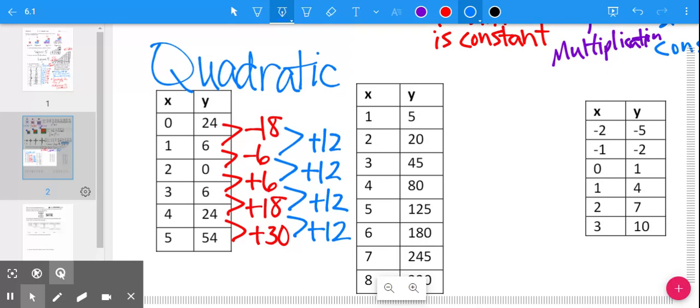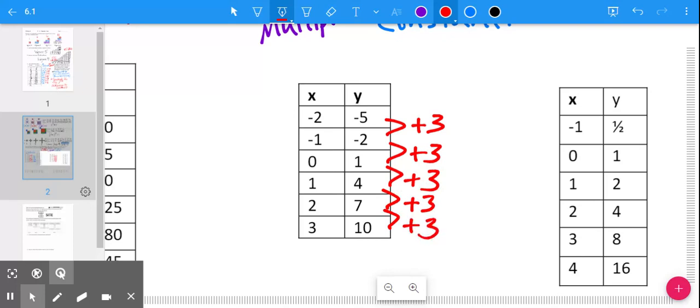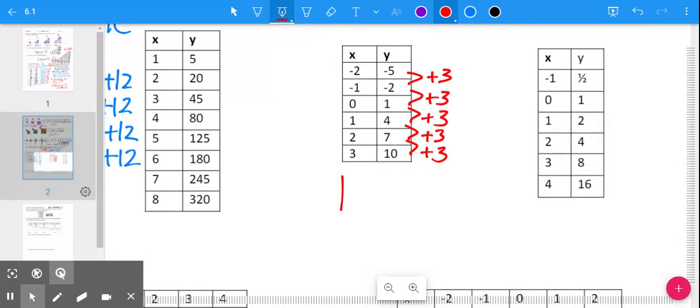So the next one I want to do is this one. From negative 5 to negative 2, we add 3. Negative 2 to positive 1, add 3. 1 to 4, add 3. 4 to 7, add 3. 7 to 10, add 3. We don't even have to go any further because the first difference is constant, which makes it linear.